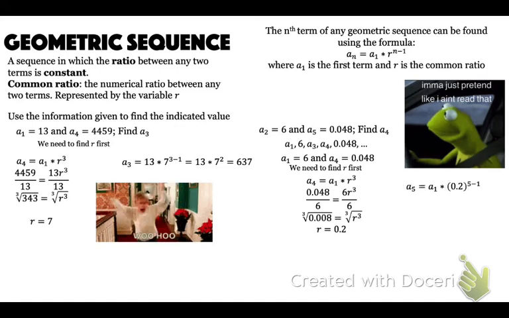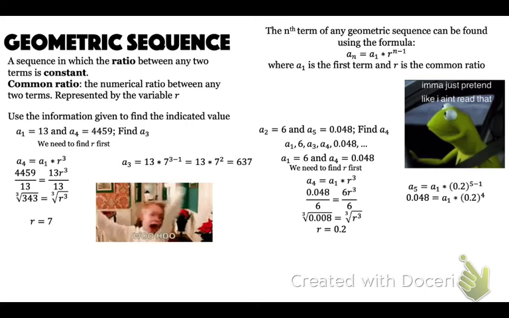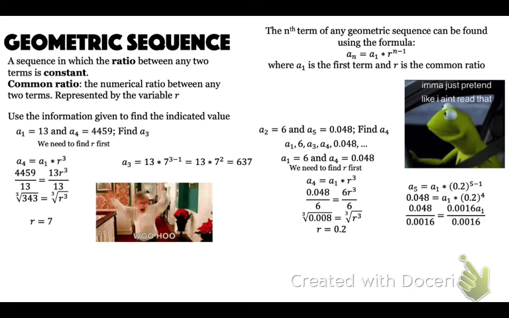But now we need to go back and use our real a sub 5. Okay, we're going to ignore what we just did there. We did that to find our ratio. Now let's use a sub 5 as it really is. So we have 0.048 equals a sub 1 times 0.2 to the 4th. Multiply this out, so that's 0.0016. Divide by that, 0.0016, and we get a sub 1 equals 30.